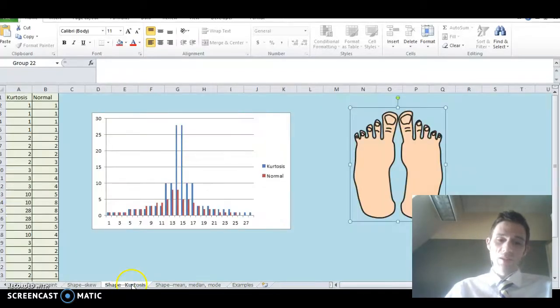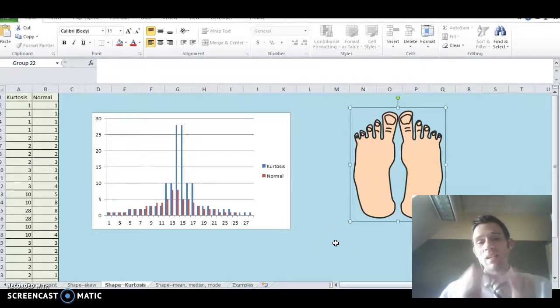Now another shape issue is kurtosis. This refers to the peak of the data. How tall is the peak? Or how flat is it? Is there not much peak? That's kurtosis. If you have more kurtosis, you have more peak. And if you have less kurtosis, it's flat.